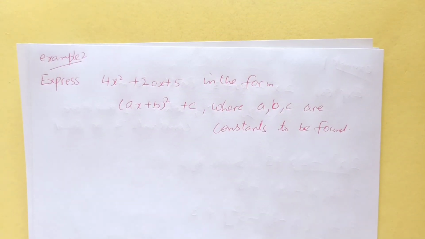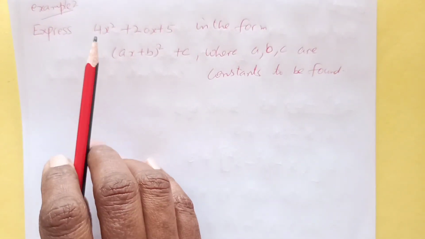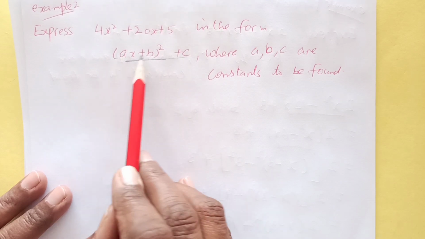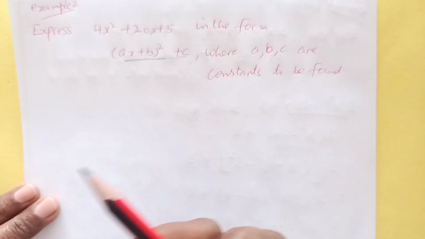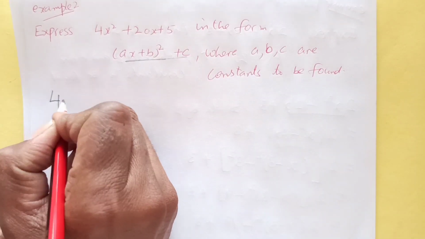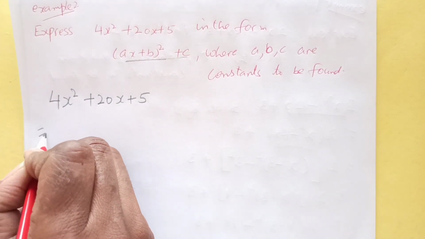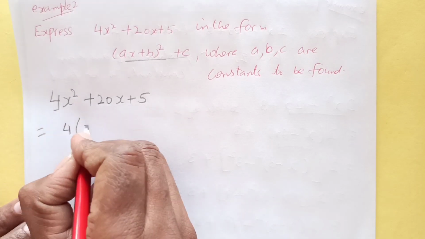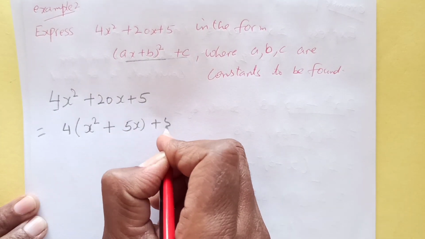Now next example, let's take another example and see what kind of question you can get here. So this is 4x squared plus 20x plus 5, express it in the form. You see, it's the same completing the square, but they may ask you different kinds of things. Let's see, what do you think we should do? We should take out 4 from here to make the coefficient of x squared 1. So 4 times x squared plus 5x plus 5.